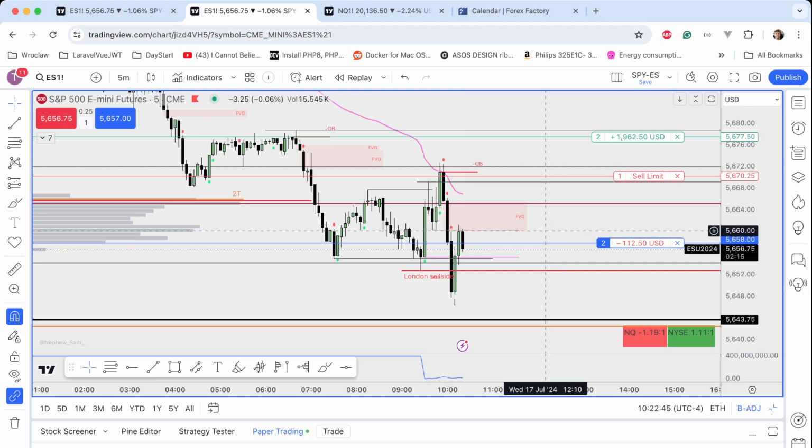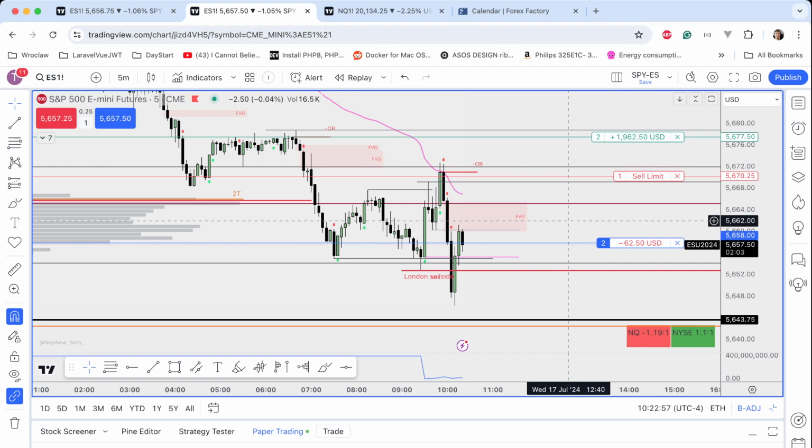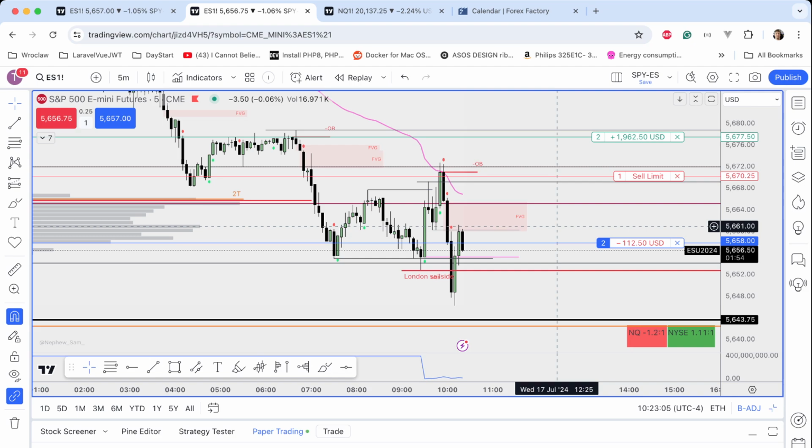Not great. Not great. I want to see how this 5-minute candle is going to finish, but so far it doesn't look too good. 2 more minutes on this candle. It's a 5-minute candle.